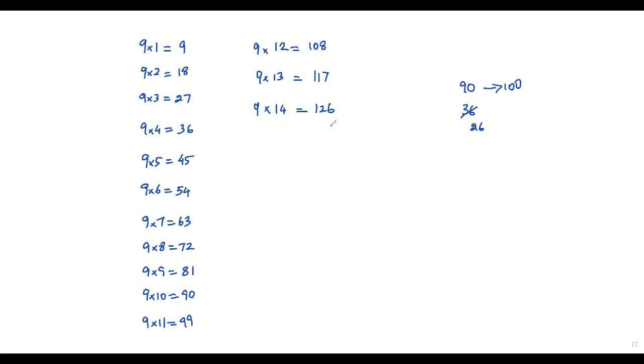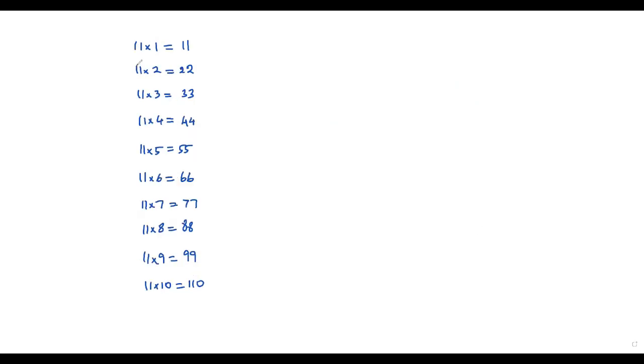Now let's consider some other times table which is more than 10. Here I have taken the 11 times table. In the 11 times table, students can remember the first 10 rows that I'm going to share. That is 11 times 1 is 11, 11 times 2 is 22, 11 times 3 is 33. In this way, 11 times 9 is 99, 11 times 10 is 110.